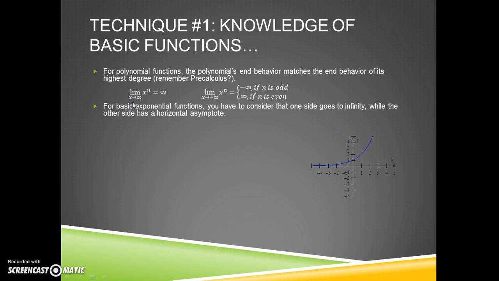For basic exponential functions, you have to consider that one side goes to infinity, while the other side has a horizontal asymptote, as we see in the graph off to the right here. For example, the limit as x goes to negative infinity of 2 to the x is equal to 0. And if you consider the graph of this exponential, you'll see why. As we go to negative infinity, the exponential levels off to 0, and the limit as x goes to positive infinity of 2 to the x will go towards positive infinity.